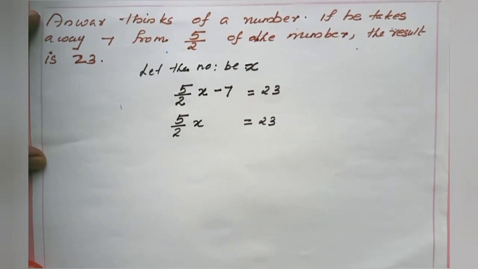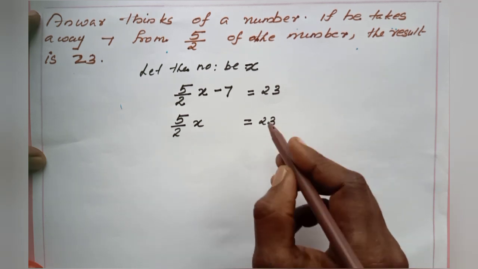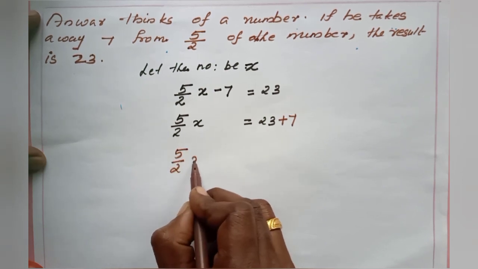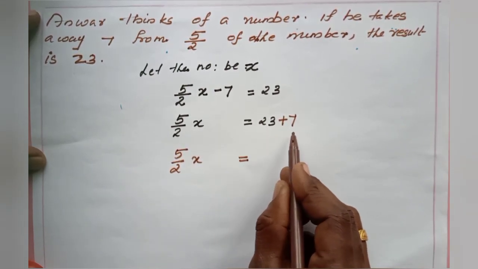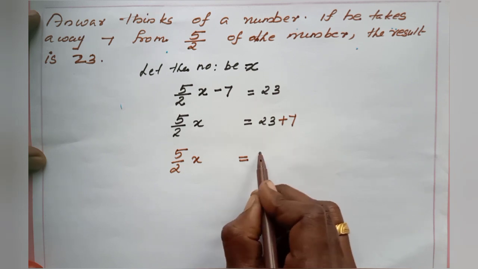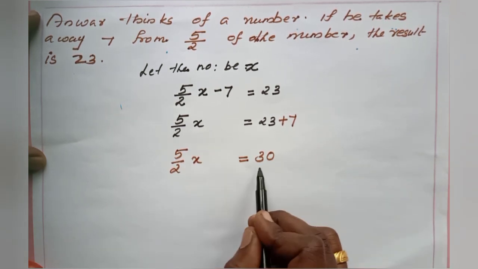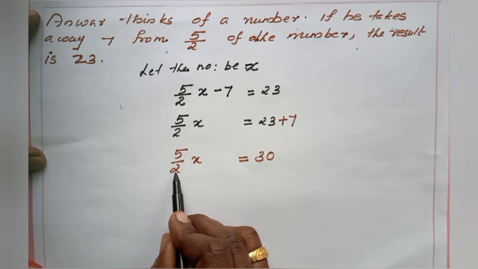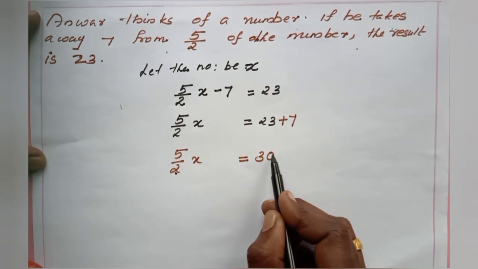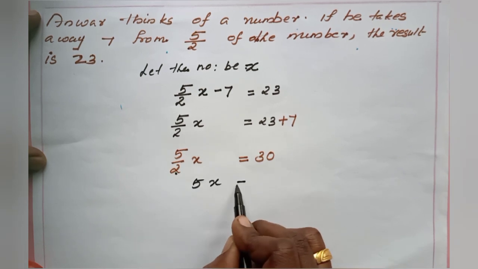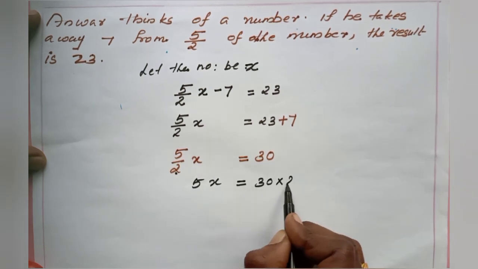Take minus 7 to the right side, so it changes into positive 7. We get 5 by 2 x equals 23 plus 7, which is 30. Then listen to this step. 5 by 2 x equals 30. Here divided by 2 transposes to the right side and becomes multiply by 2. So 30 into 2.